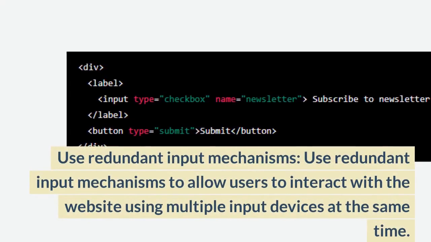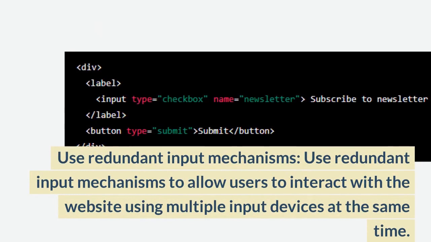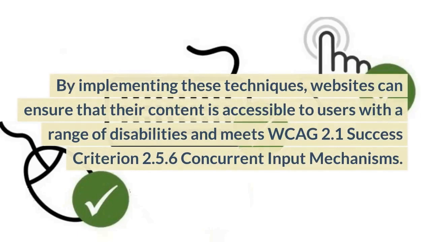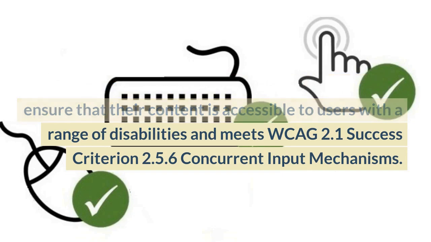Use redundant input mechanisms. Use redundant input mechanisms to allow users to interact with the website using multiple input devices at the same time. By implementing these techniques, websites can ensure that their content is accessible to users with a range of disabilities and meets WCAG 2.1 Success Criterion 2.5.6 Concurrent Input Mechanisms.